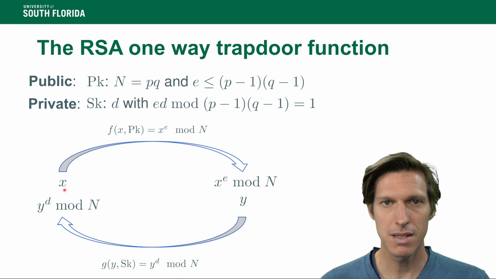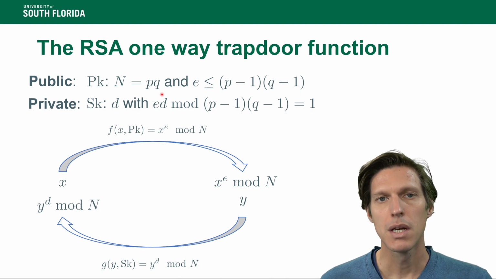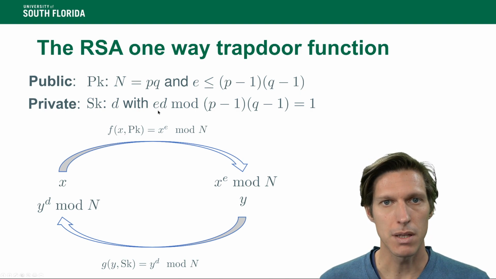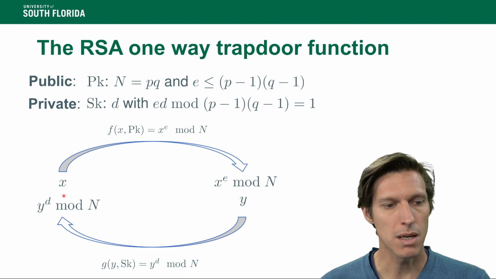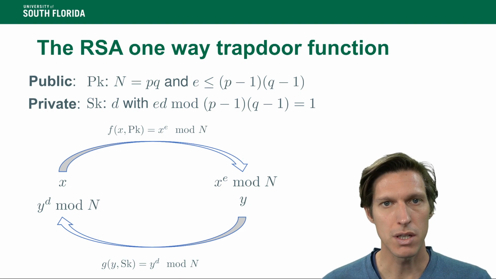Now, there's a slight condition for that. x must not be divisible by p or q. Again, there are mathematical reasons for that. But if you satisfy this property, which really isn't a big deal as far as encrypting messages is concerned, then you will have this way to invert the RSA one-way trapdoor function using the key.